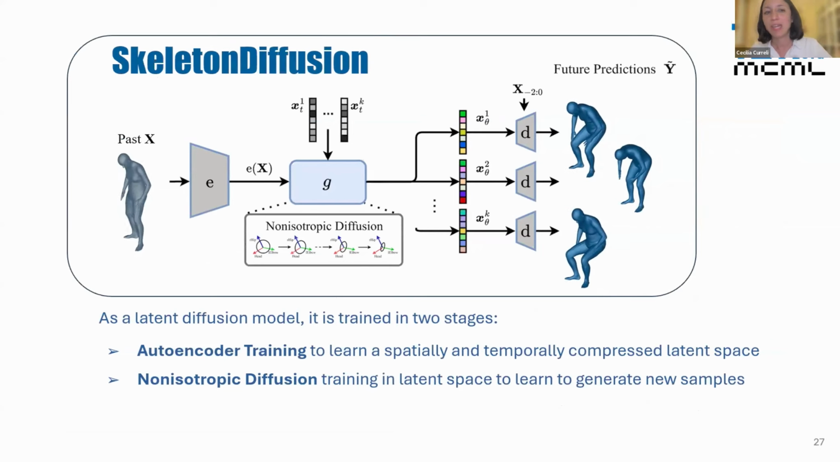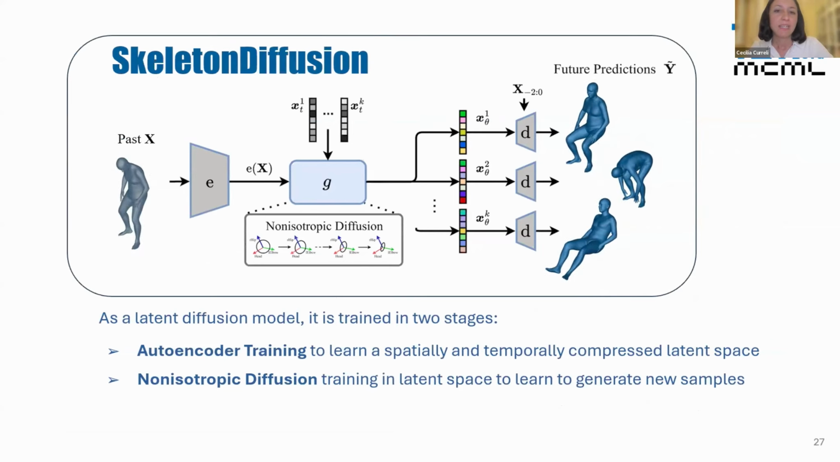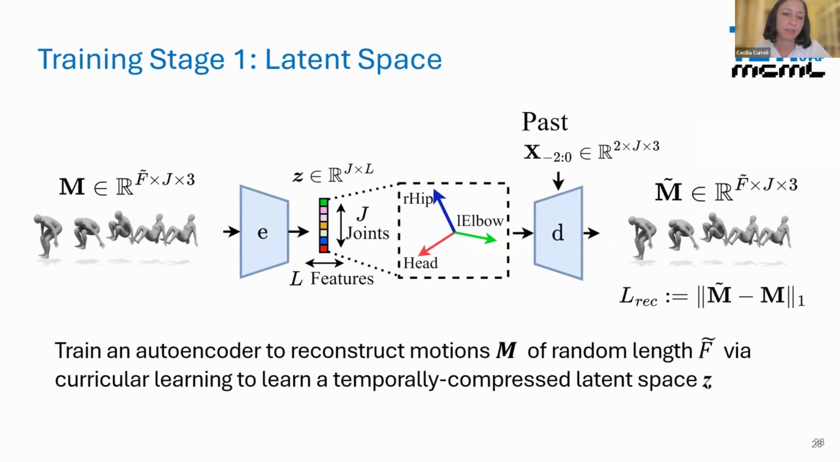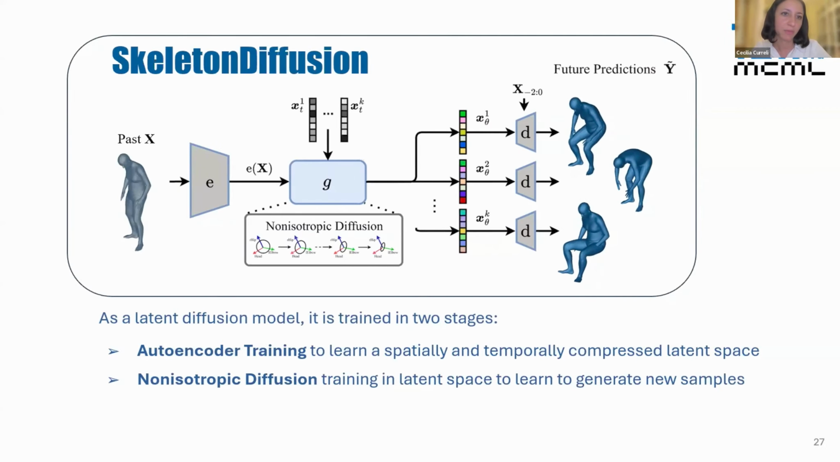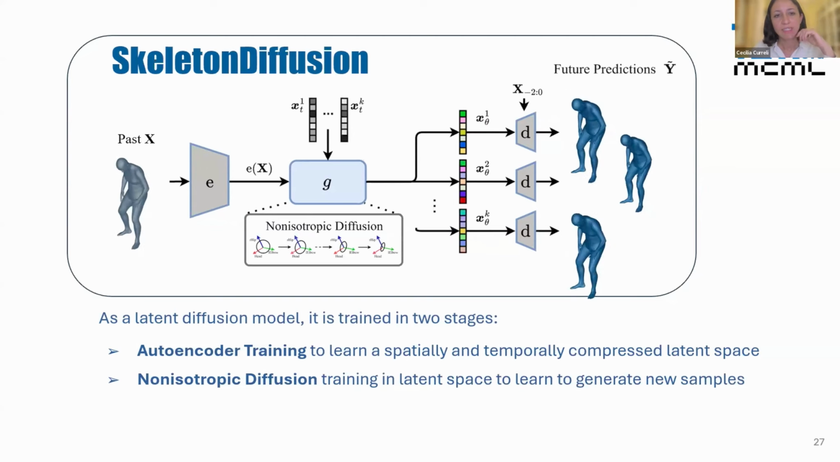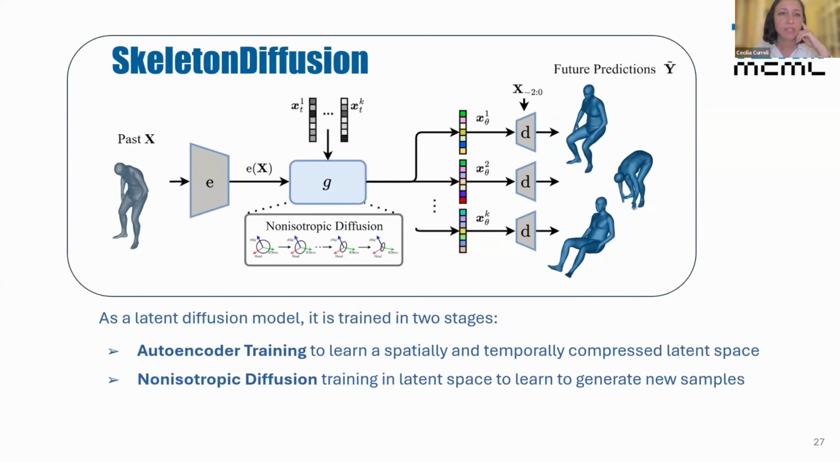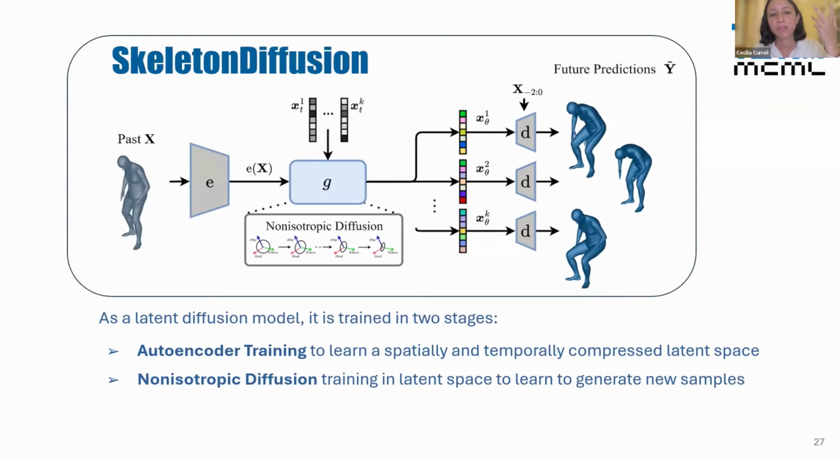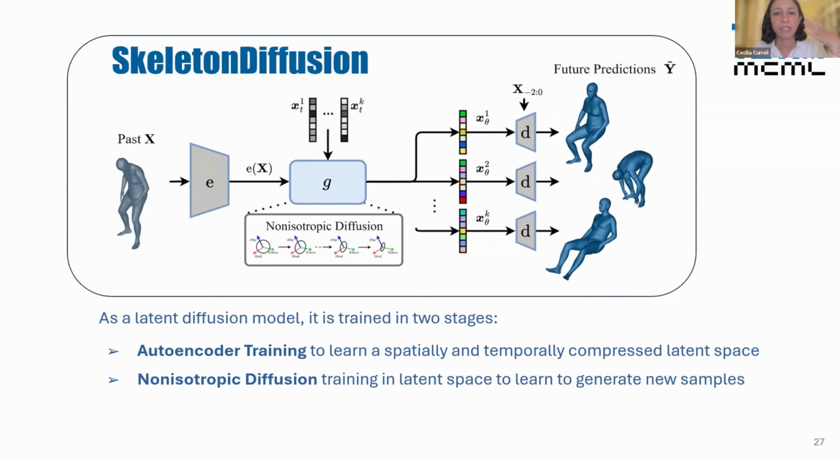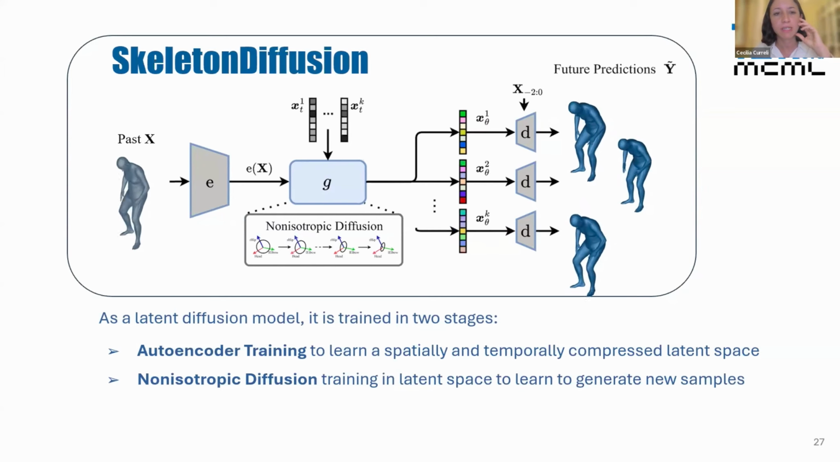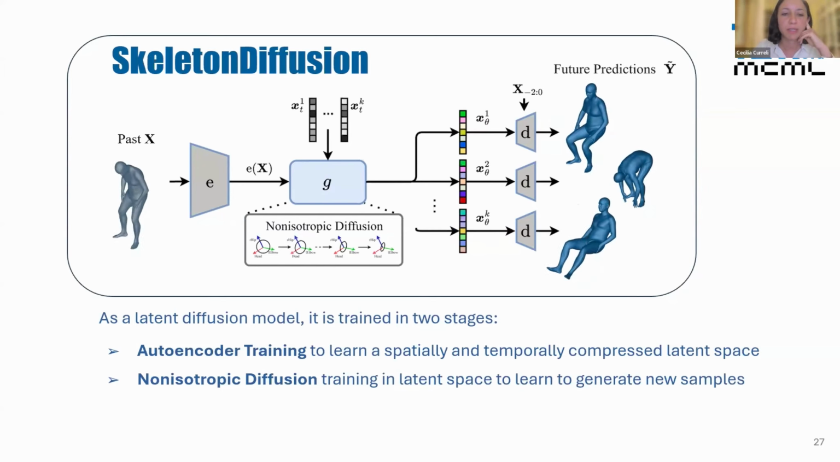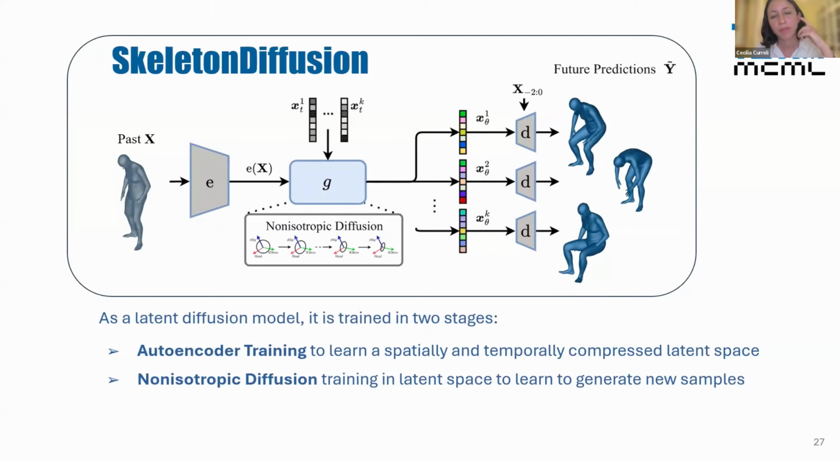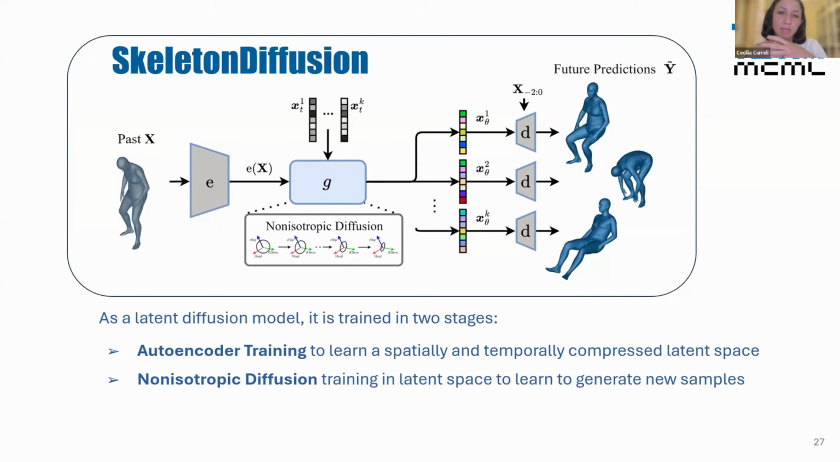So let's go talk about the architectures of skeleton diffusion. I mentioned before, it's a latent diffusion model that's implemented as non-isotropic Gaussian diffusion for the task of human motion prediction. And since it's a latent diffusion model, the training stage is divided in two phases. First, we're training the autoencoder, and then we're learning a suitable latent space that represents motions in a spatially temporally compressed manner. You can see it here. And then in this latent space, we learn non-isotropic diffusion to generate new samples that then can be decoded into the motion you see on the right.